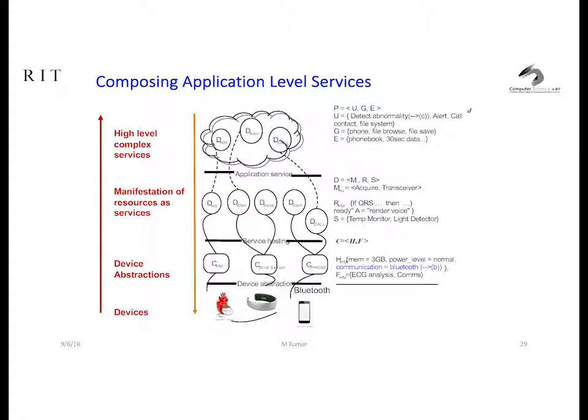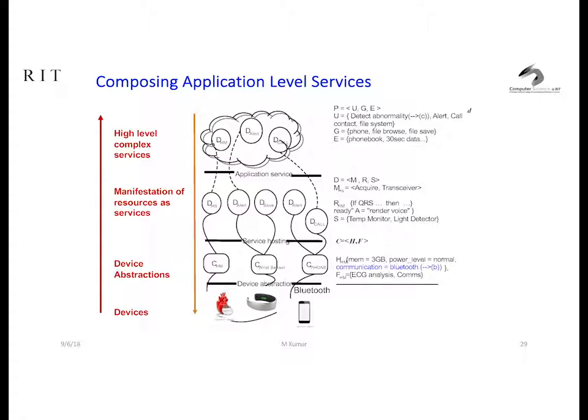I want to build this room which is secure. Let us say secure from intrusion. So if I want to build this room secure from intrusion, what do I need? That is the highest level service I want to do. So what are the other low-level services I need to create? I need 24-hour surveillance. I need to detect who comes in and who comes out of the door.